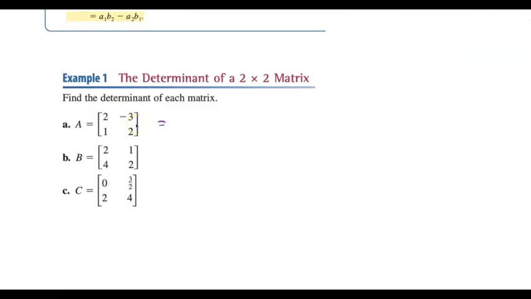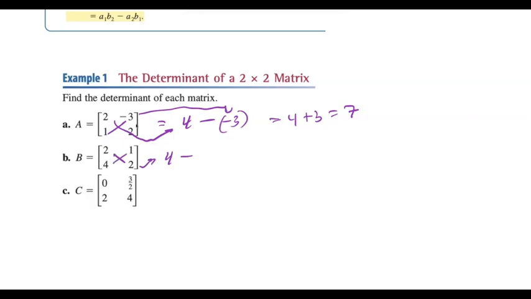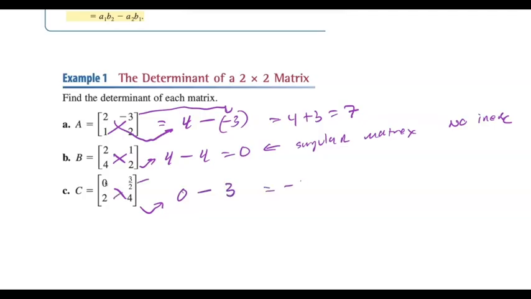So this first one, we're just going to go down. 2 times 2 is 4, minus up, -3. 4 plus 3 is 7. That's all it is. Down, 4, minus up, 4, and I get 0. And we talked about before, that's called a singular matrix. It has a special property, it means it has no inverse, as we learned last lesson. Okay, and then this one, down, 0, minus up, 3, -3. So the determinant of a 2x2 matrix, pretty simple.